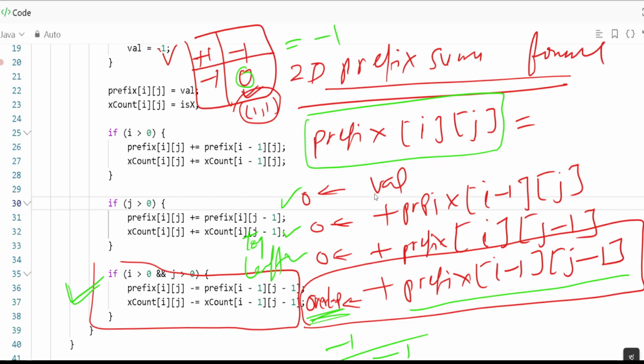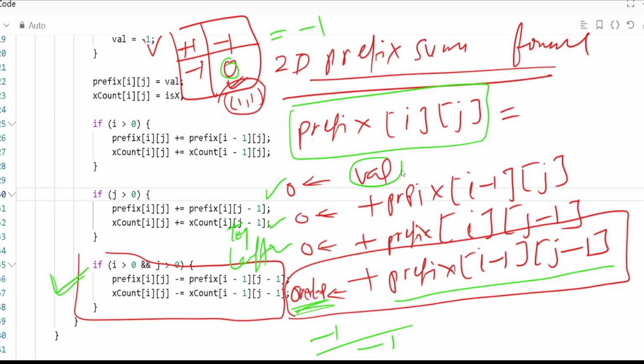So what will the value become? The x becomes, right, that we have already taken. Similarly, we are doing everything for that, because it is top, left and overlap. So we are doing the same thing for the x count also. So this is why it becomes a very powerful concept, and I hope you understand.